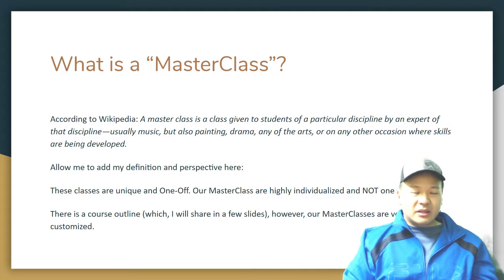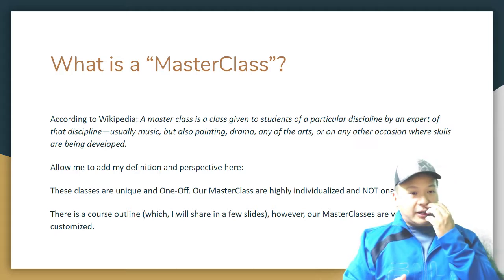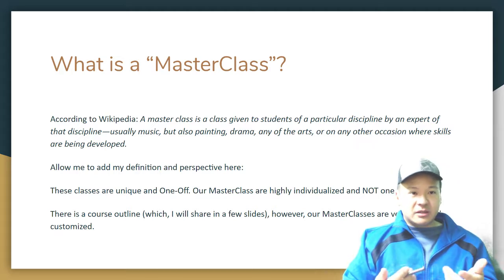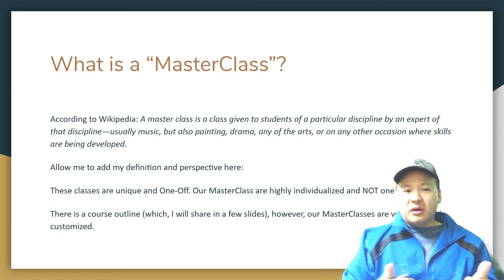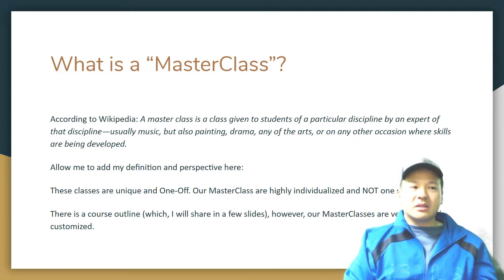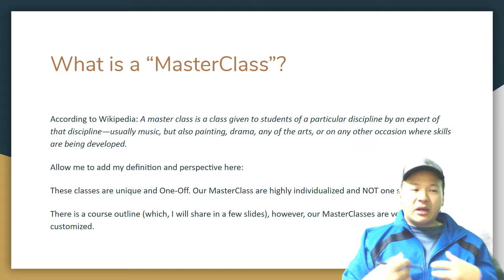So what is a masterclass? According to Wikipedia, a masterclass is a class given to students in a particular discipline by an expert of that discipline, usually music or painting or drama or any kind of art. It could be dance, or any other occasion where skills are being developed. So we're developing your skills. This is why this is a masterclass. I want to add to this definition with my perspective.